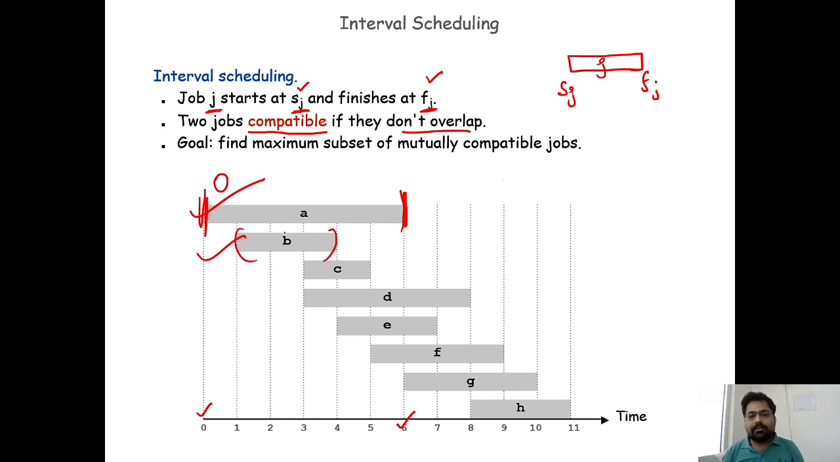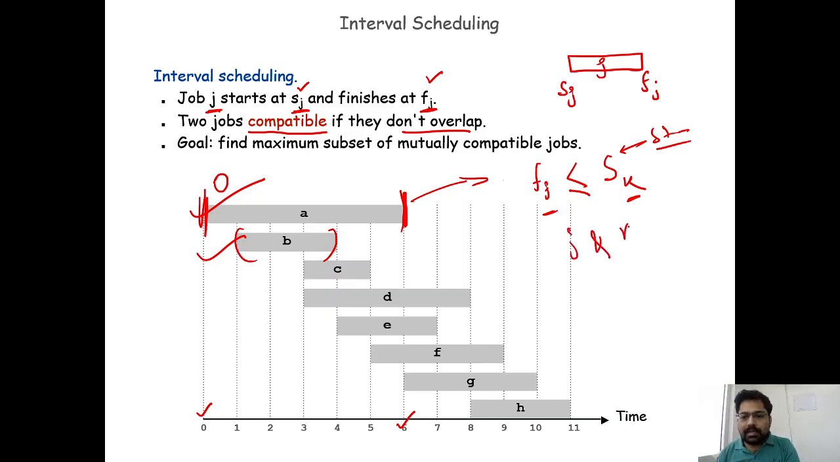So definitely you can say, if f of j, for any job, is always less than or equal to the starting time of any of the other jobs which we will be taking, then j and k will be considered compatible.